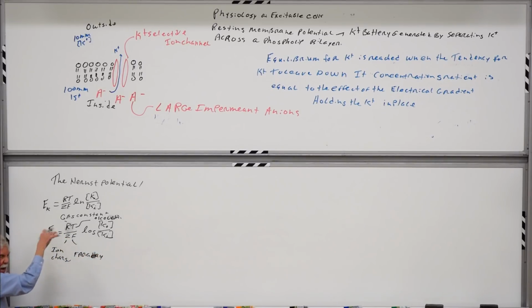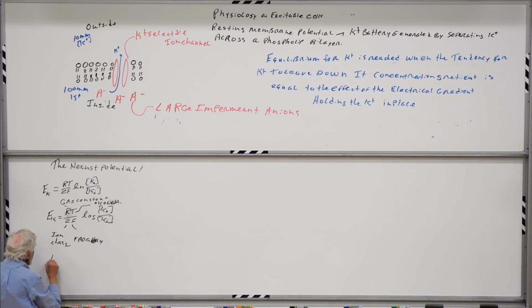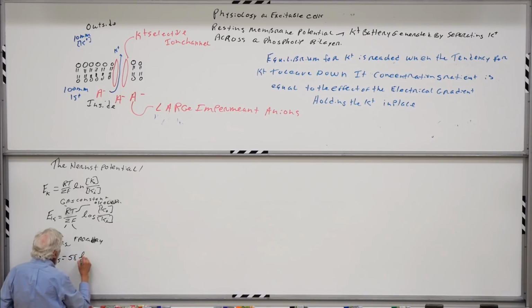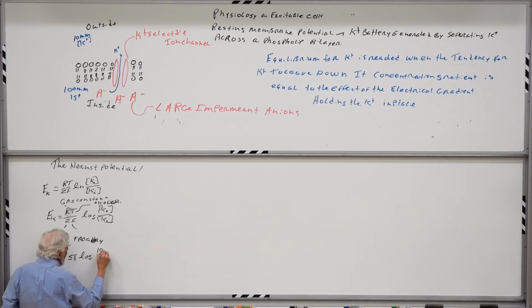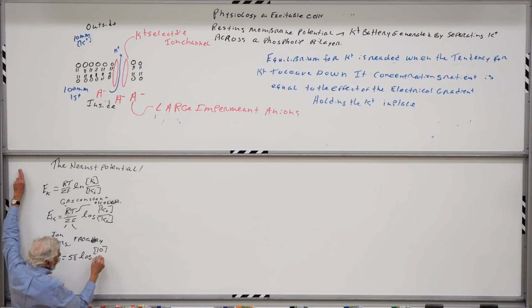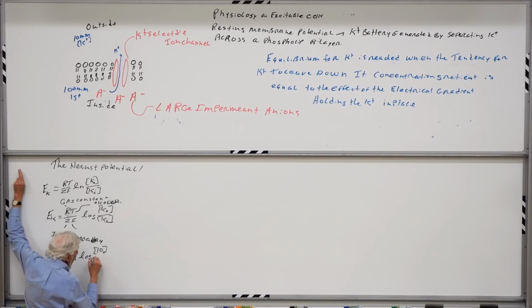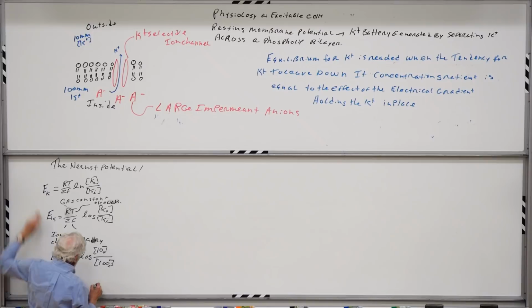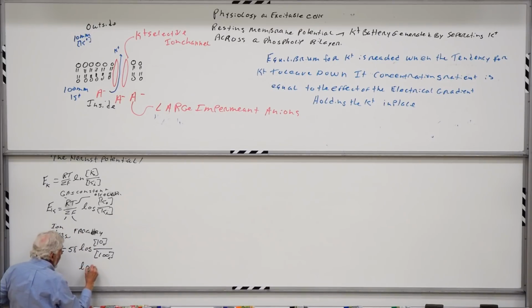Now, once you go through all of these machinations, what you end up with is that the equilibrium potential for potassium is equal to 58 at room temperature times the log of the concentration of potassium on the outside, which in our thought experiment we set up as 10 millimolar, over the concentration on the inside, which in our thought experiment we set up as 100 millimolar. This means this is the log of 0.1. The log of 0.1 is minus 1. That means the equilibrium potential for potassium is minus 58 millivolts. That's just to walk us through the numbers.